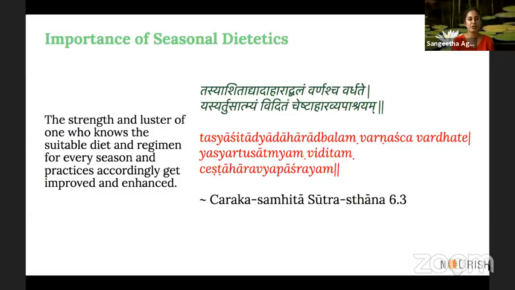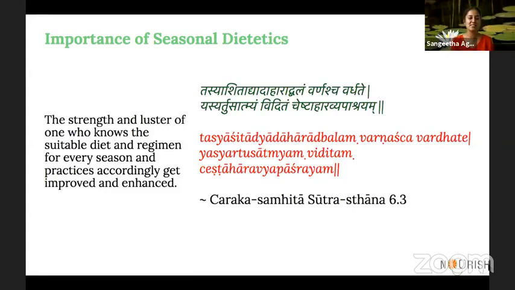So no need for your expensive creams or lotions, just follow seasonal dietetics. Just kidding. That's the best advice you can give to all the women. Yes, exactly, right?